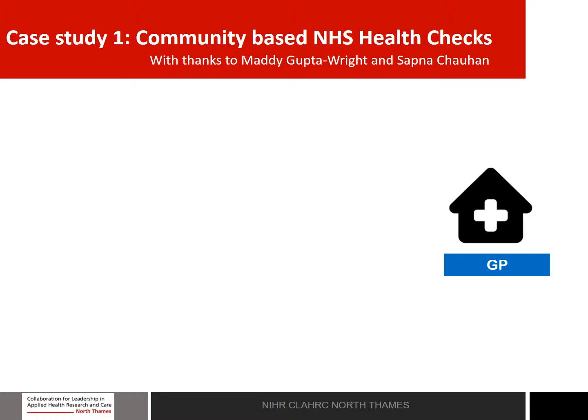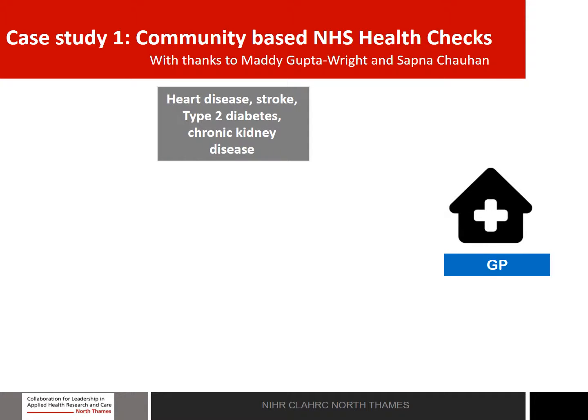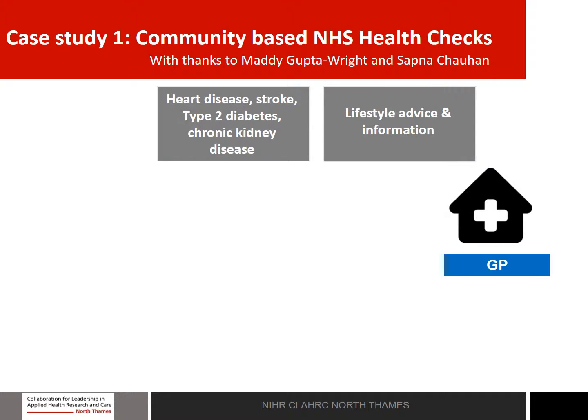The first case study is community-based NHS health checks. The NHS Health Check is a national programme to offer eligible adults aged 40 to 74 years a risk assessment for heart disease, stroke, type 2 diabetes and chronic kidney disease. And this is followed by a risk communication consultation and signposting and referral or support for making lifestyle changes to reduce identified risk to vascular health.